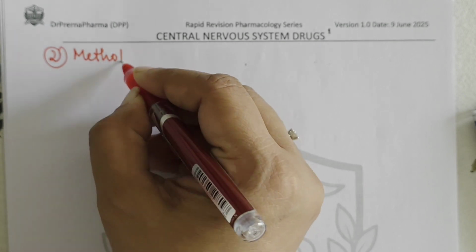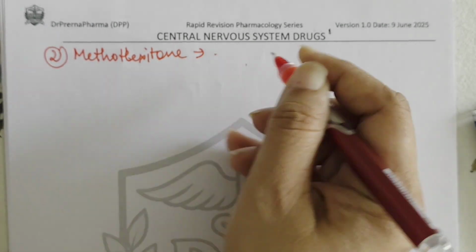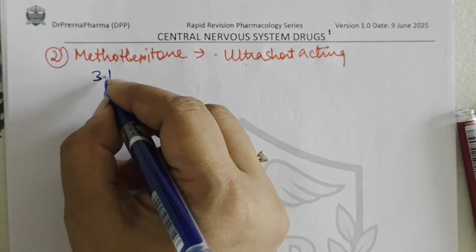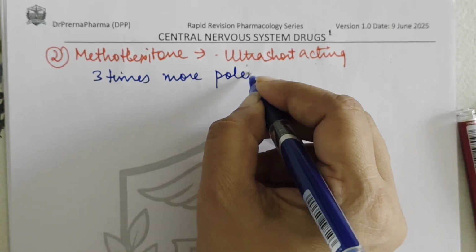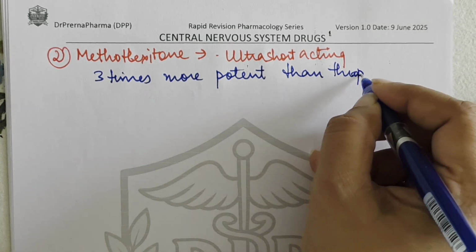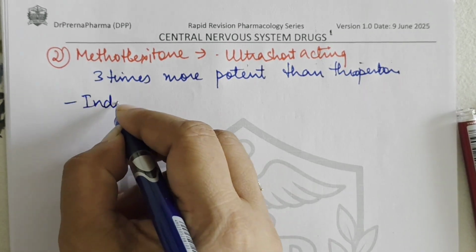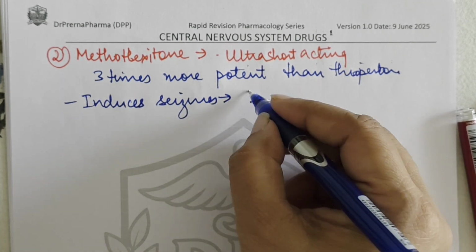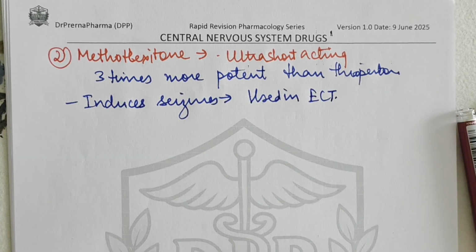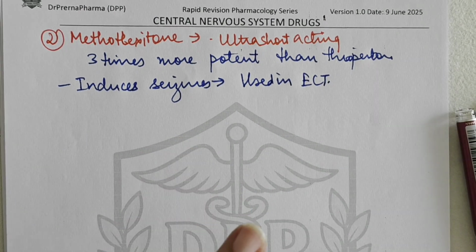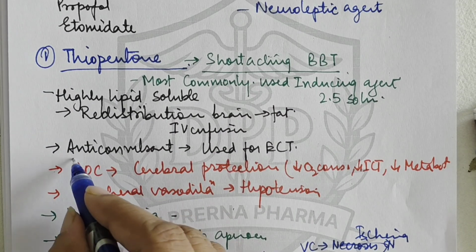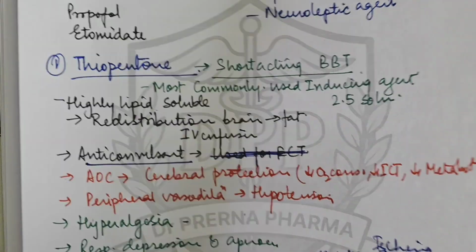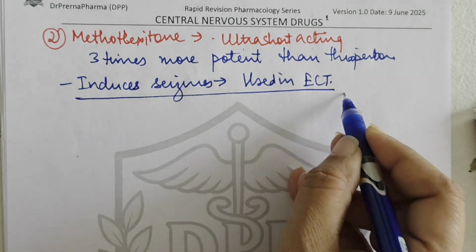Second drug that we see is methohexitone. Now this methohexitone is a very ultra short acting barbiturate, right? It is 3 times more potent than thiopental. It induces seizures, so it is used in ECT, electroconvulsive therapy. I am wrong, in the earlier part of thiopental I have written that. It is an anticonvulsant. It is not used for ECT because of its property of reducing the convulsions. It cannot be used in ECT. Methohexitone induces seizures, and that is why it is used in ECT.